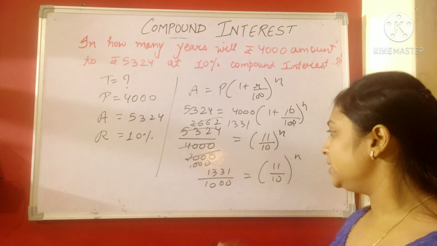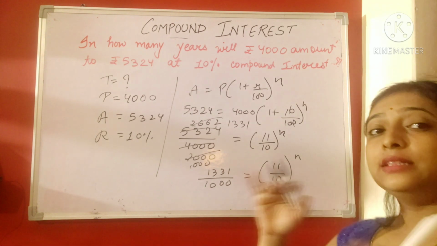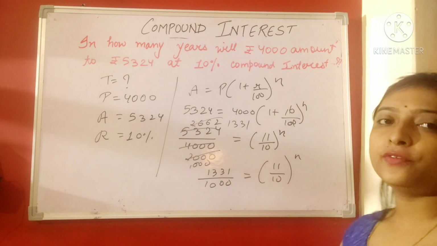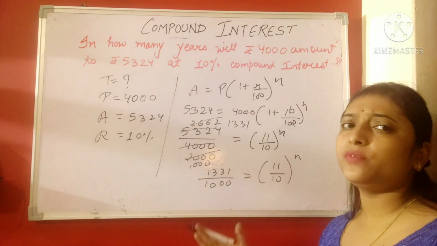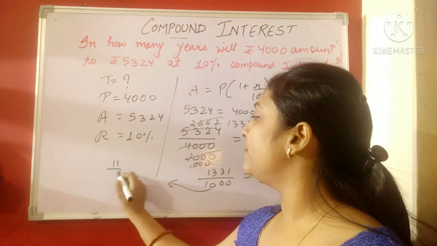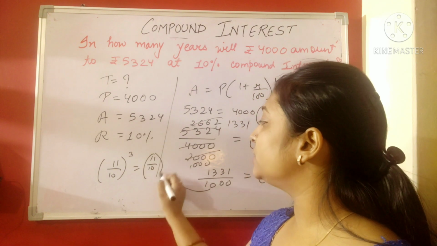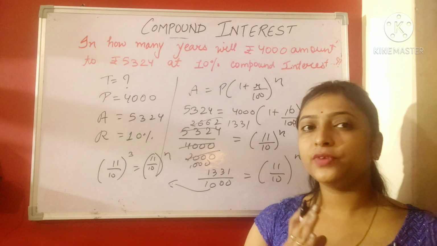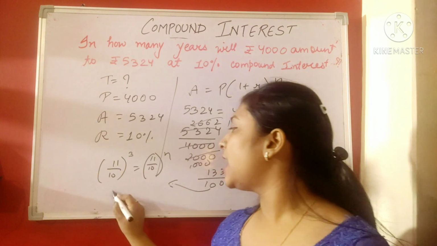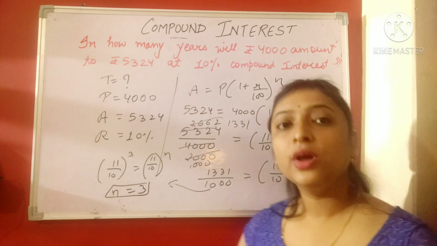Now again we got the hint that this 1331 and 1000 will be the perfect cube, square or something of 11 by 10. Find out the factors if it is a bigger number, but 1331 we all know it's a perfect cube, right? So it will be 11 by 10 raised to the power 3 is equal to 11 by 10 raised to the power n. In exponents we have learned that when we have the same base we can equate the powers, and from there we get n is equal to 3, which means time is equal to 3 years.